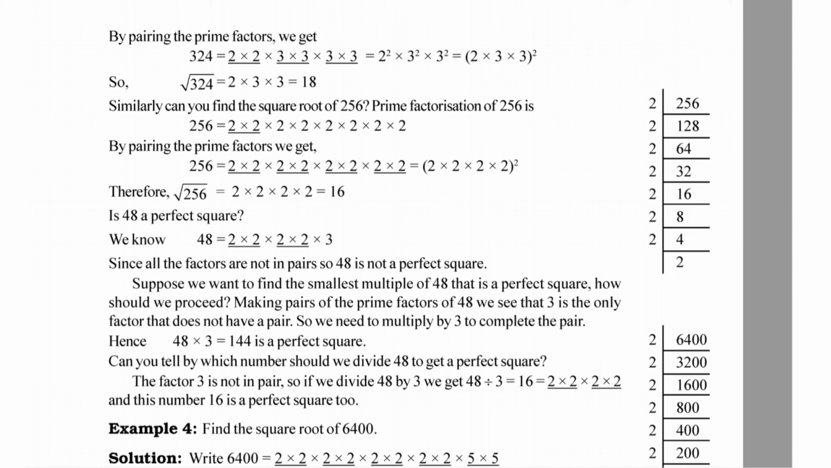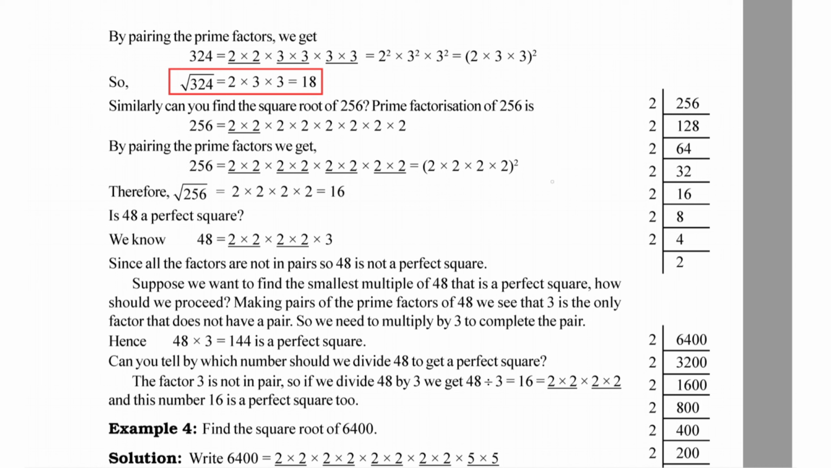So here you can see the same procedure, just what we have discussed now. How do we write the square root? It is like this, square root of 324 is equal to 18. Similarly, now let's check with the number 48.